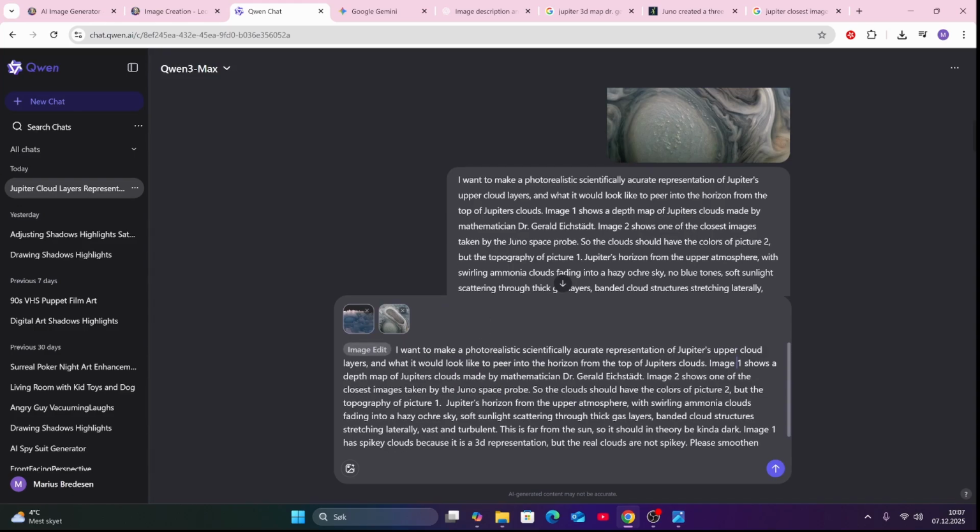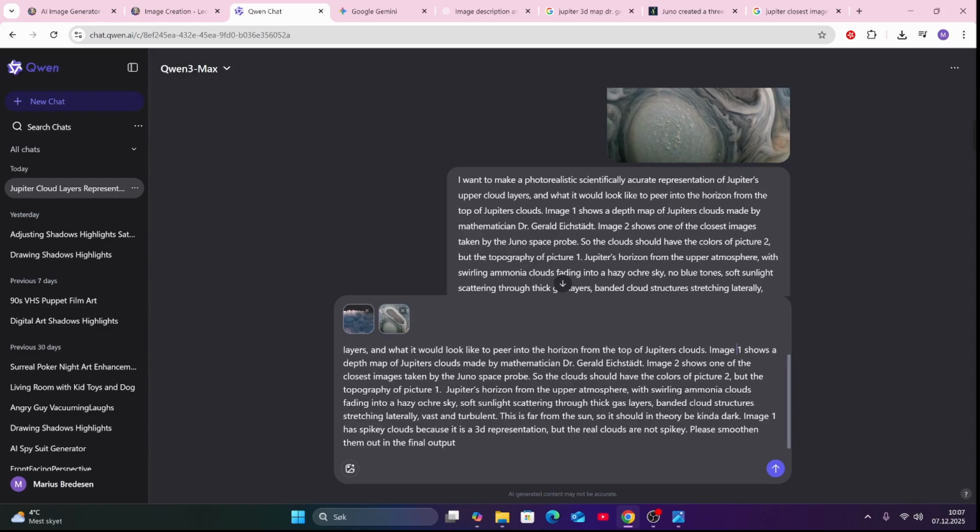Okay, so now it says I want to make a photorealistic, scientifically accurate representation of Jupiter's upper cloud layers and what it would look like to peer into the horizon from the top of Jupiter's clouds. Image 1 shows a depth map of Jupiter clouds made by mathematician Dr. Gerald Eichstädt. Image 2 shows one of the closest images taken of Jupiter by the Juno space probe. So the clouds should have the colors of picture 2 but the topography of picture 1.